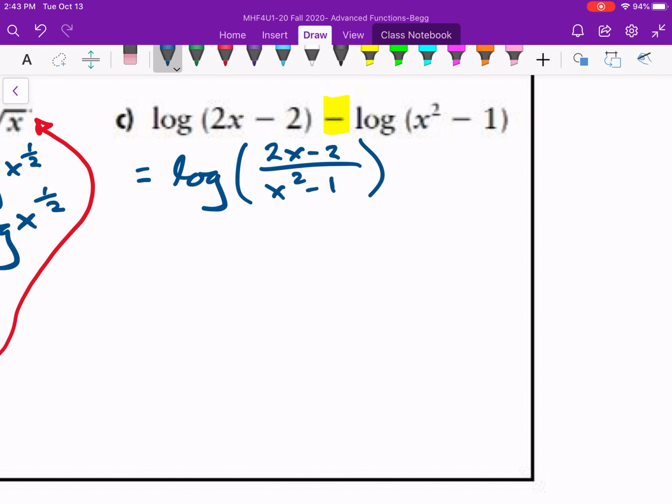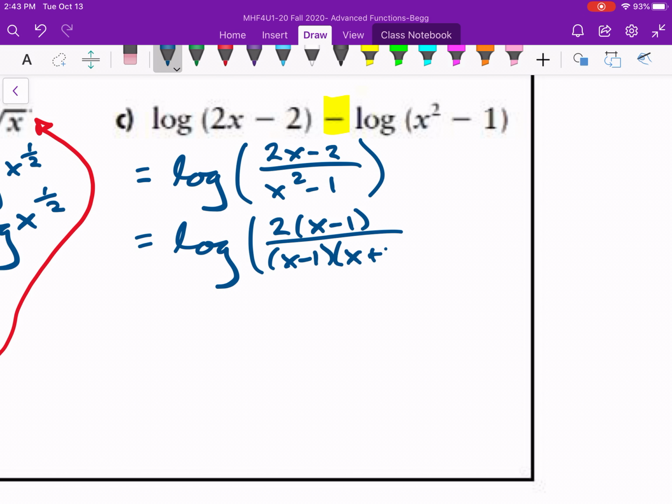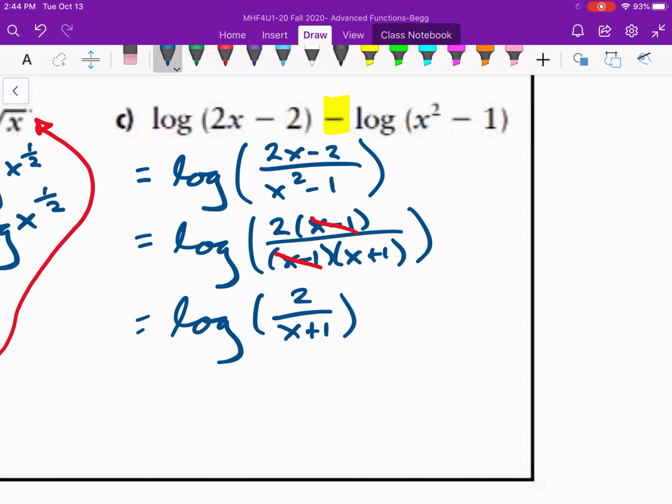And I can definitely simplify this. I can factor the top and the bottom. Let's see what happens. And then when I do, this x minus 1 cancels out. And so I'm left with log of 2 over x plus 1. Again, we're going to have some restrictions. In this case, x is going to have to be greater than 1.